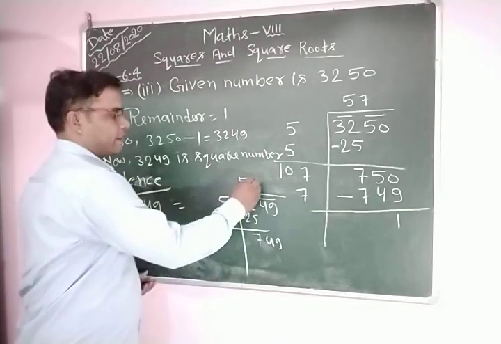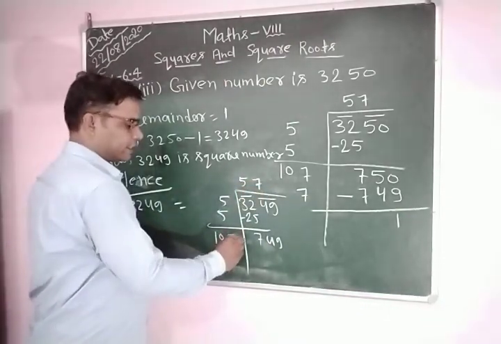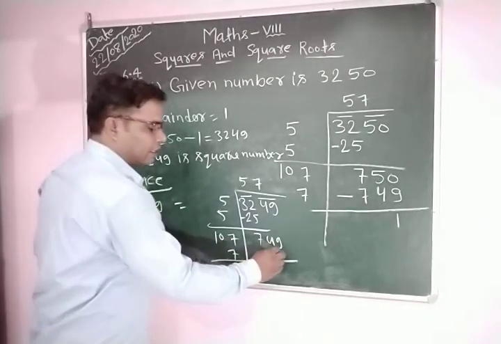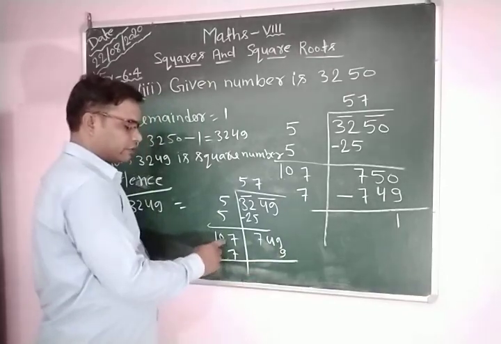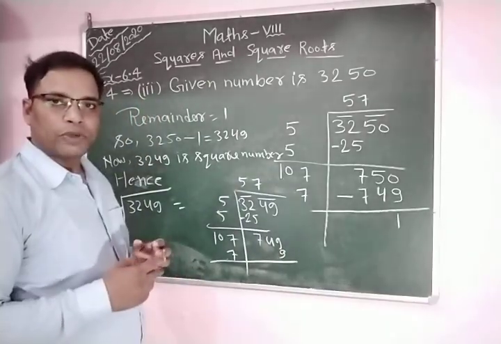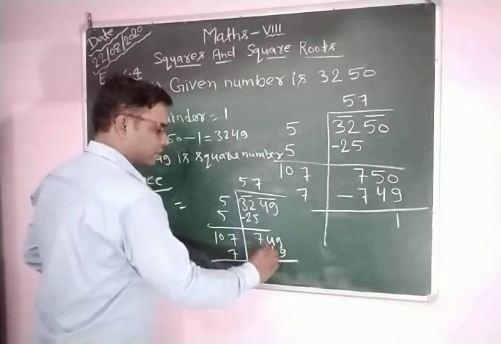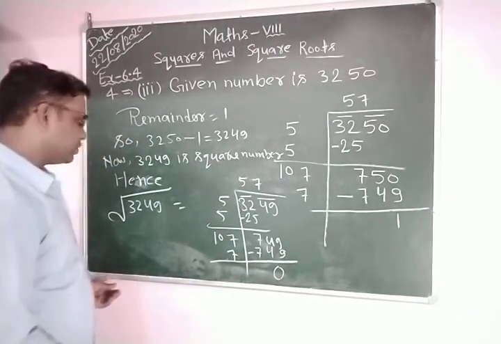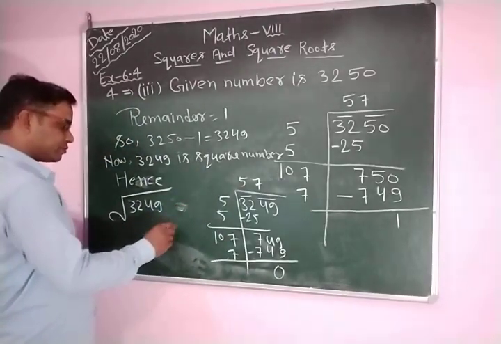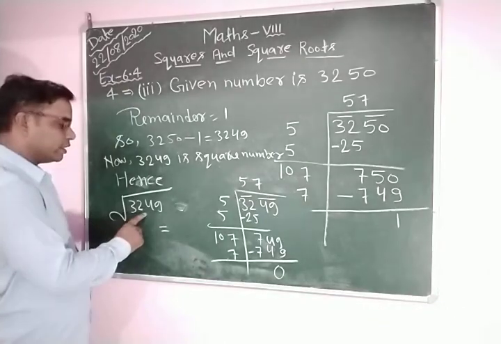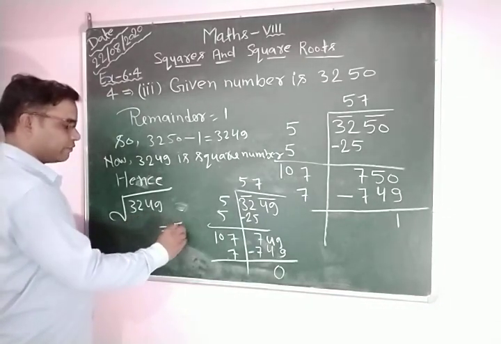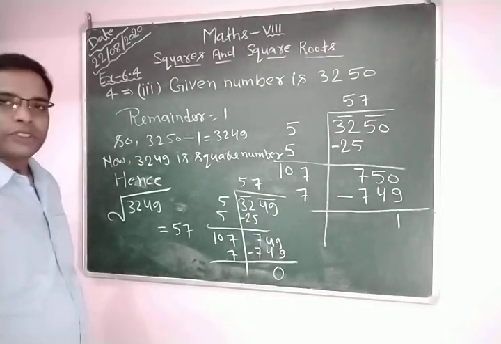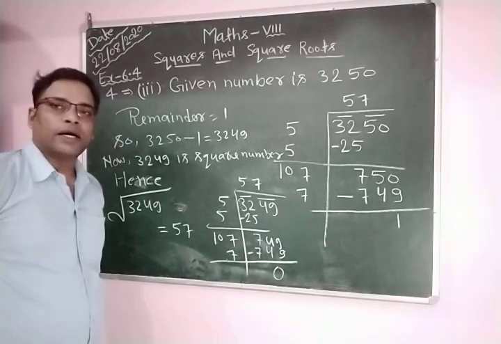So we write 7 here, again 7 and 7, and now multiply them. 7 sevens are 49, 9 carry 4, 7 into 0 is 0, 0 plus 4 is equal to 4. Again 7 into 7 is 49. Subtract them, you get 0 here. So it means that the square root of 3249 is 57.